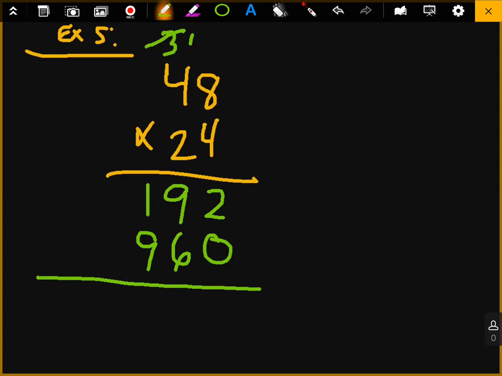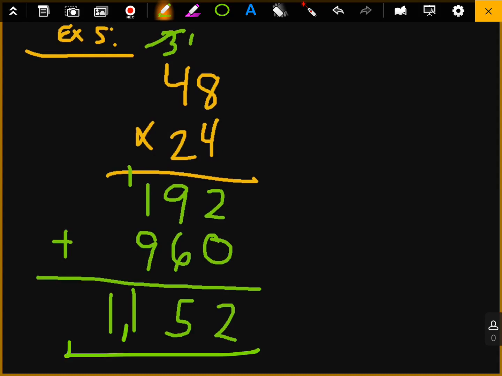And now we have to add. So 2 plus 0 is 2. 9 plus 6 is 15. And 9 plus 2 is 11. So we get 1,152 as our answer. All right, let's look at example number 6.